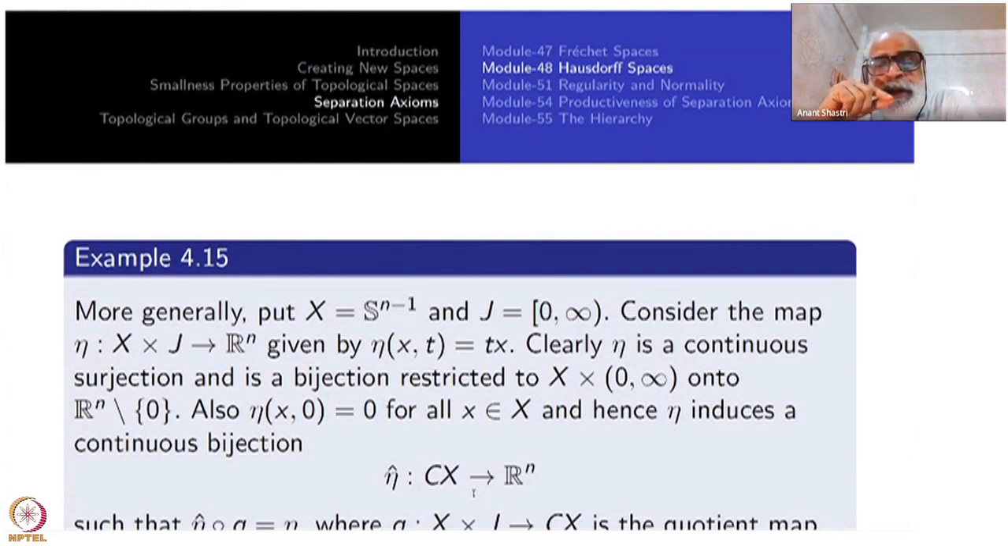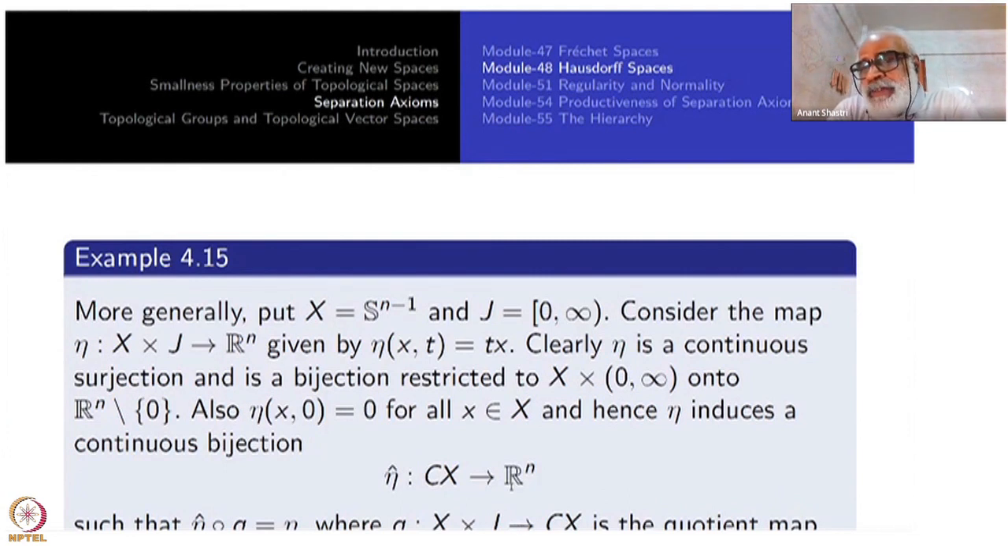See, whatever eta was taking, several points to the same point, various points, namely (x, 0), they are all identified in Cx to a single point. Therefore, the eta hat from Cx to Rn is an injective map also. It's already surjective. This eta is surjective, so eta hat is also surjective. So this is a bijection.